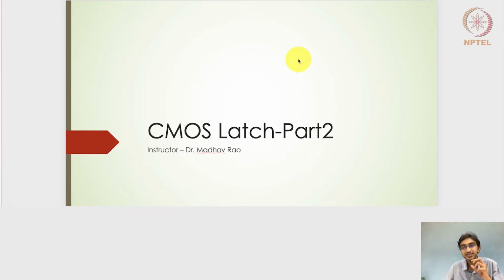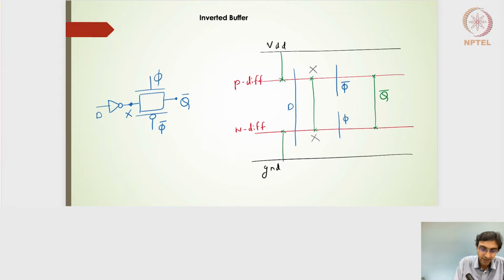So in that sense, the tri-state inverter design is very important to understand, and then to use in the feedback path so that we can have a staticized output node instead of a dynamic or floating node output voltage. Right. So moving ahead, let's have a close look at the inverted buffer.